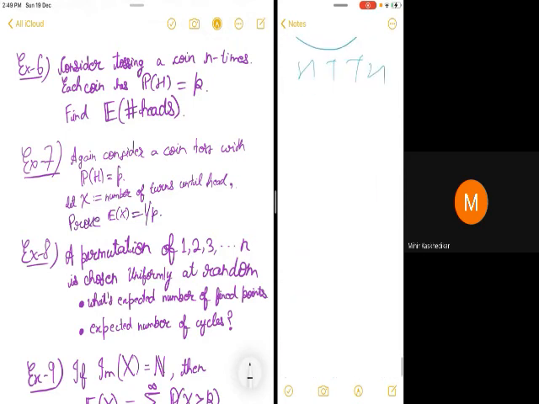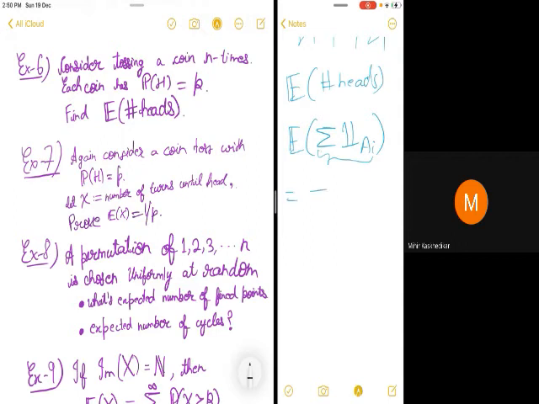Here is the interesting part. Now the expected value of the number of heads will be the expected value of the sum of the indicator functions of A_i. This is because this is a random variable which measures the number of heads. Now this will be equal to the sum over 1 to n of the expected value of the indicator function of A_i, and this will be equal to the sum over 1 to n of the probability of the event A_i, because we saw earlier that the expected value of an indicator function is the probability of the event.